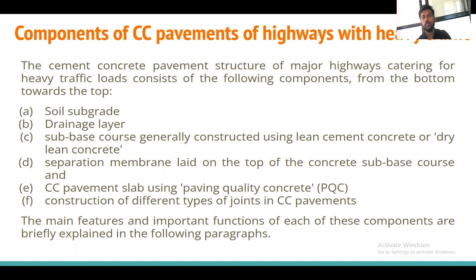The cement concrete pavement structure, majorly for highways catering for the heavy traffic loads, consists of the following components from the bottom towards the top. Okay, what are these layers? First is the soil subgrade, and we have covered how the subgrade layer is to be constructed. Then the drainage layer, that is the subbase layer, and how it is to be constructed. The subbase course is generally constructed using lean cement concrete.